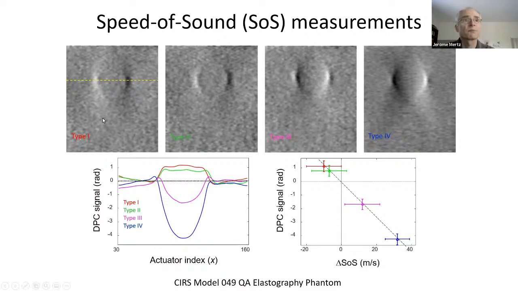And interestingly, if you integrate in the transverse direction, meaning that you're converting phase derivatives into actual phase, and you plot the phase of these objects, you can see that the phase shifts imparted by these objects are basically what you would expect from the known speeds of sound of these inclusions. So we can think about being quantitative.